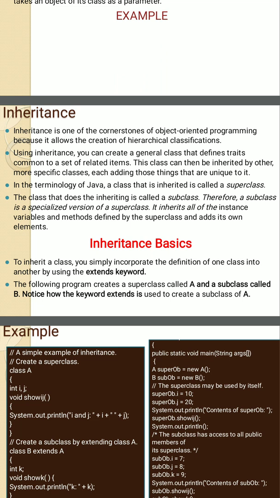In the terminology of Java, a class that is inherited is called the superclass, and the class that does the inheriting is called the subclass. The subclass has all the features of the superclass and also has its own features. You may call them a parent class and a child class. The child inherits the features of the parent class and has its own information also.